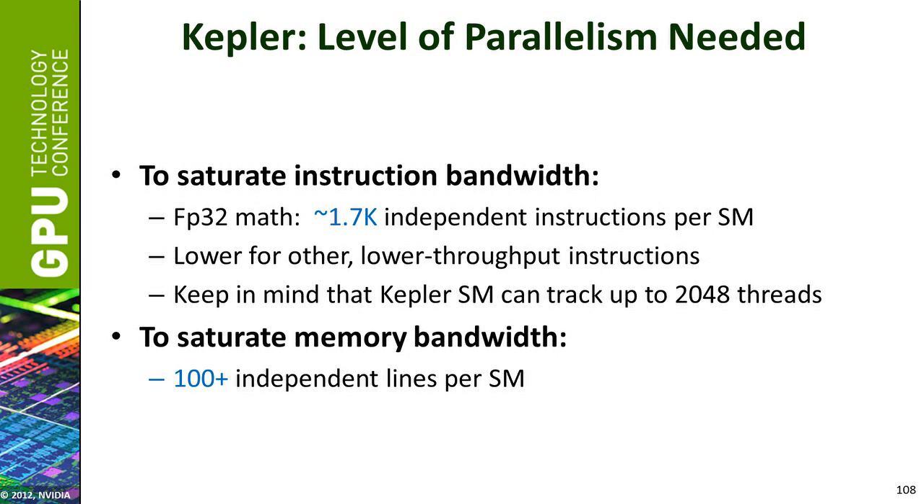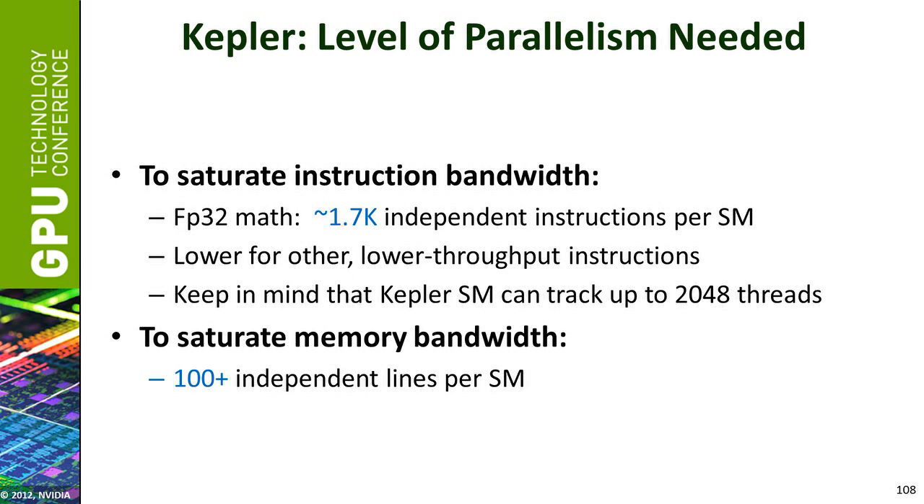For bandwidth, we saw that we need about 100 independent cache lines in flight per SM. So there's quite a bit of parallelism that you need for both saturating math pipelines and saturating the memory system. And as we saw, what the hardware ultimately needs for arithmetic pipelines is enough parallelism, whether it's coming from ILP or different warps, to hide the latency of other arithmetic operations.